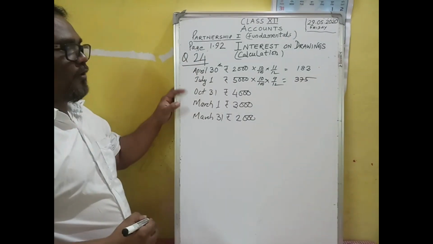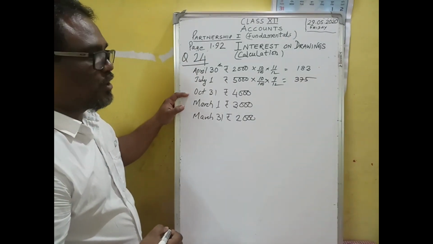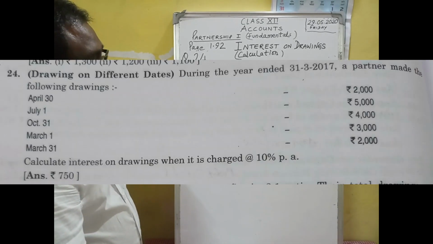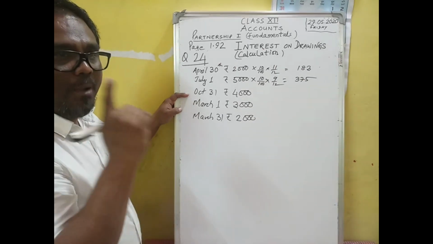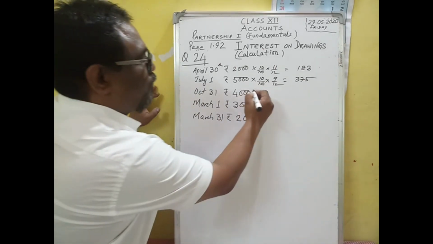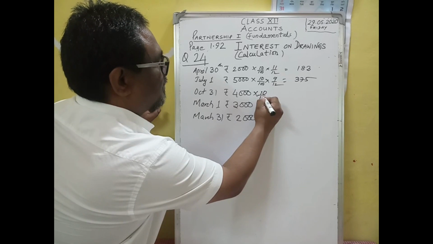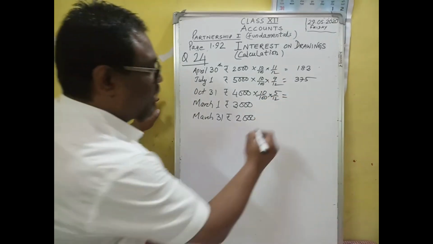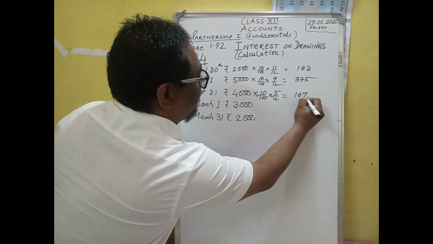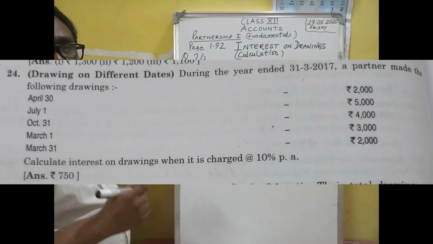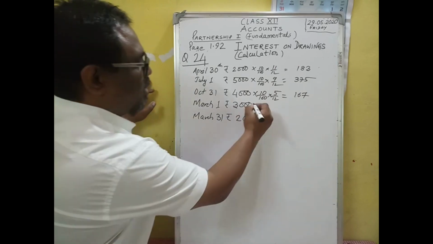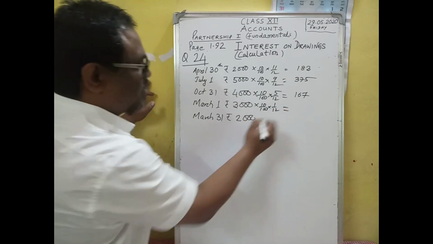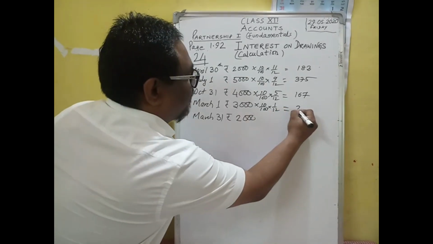Now on 31st October, the withdrawn amount is 4,000. October is gone, so we count November, December, January, February, March, 5 months. So for 5 months, 167. Again, 1st March ending on 31st March means only 1 month. So if you calculate 1 month, interest is 25.